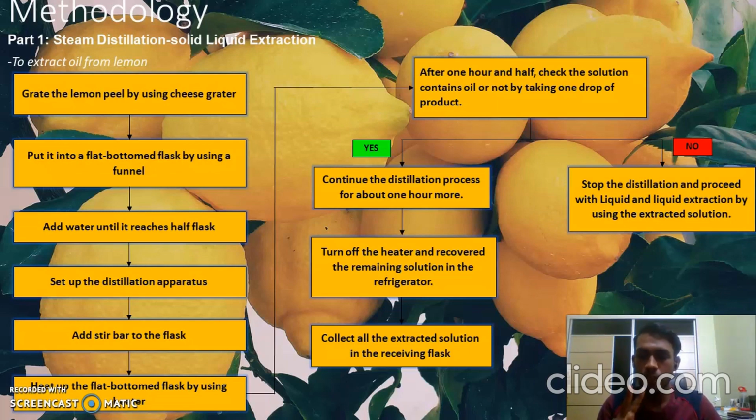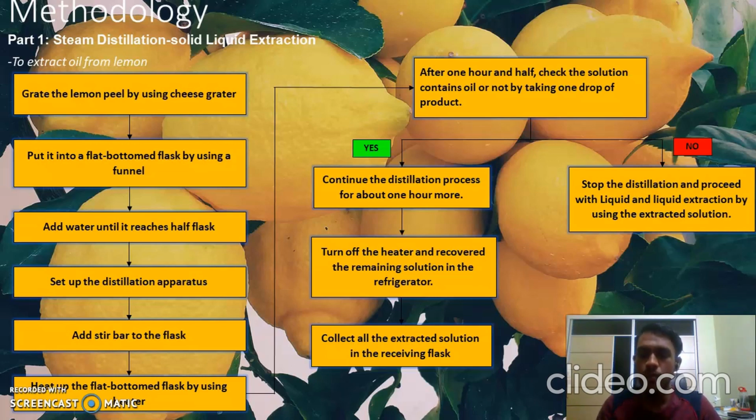It consists of two parts: part one, steam distillation, solid-liquid extraction, and part two, liquid extraction. So for the first part, to extract the oil from lemon, we need to grate the lemon peel using a cheese grater, and then put it into a flat bottom flask using a funnel, and then add water until it reaches half of the flask. Set the distillation apparatus accordingly with the thermometer and so on, and then add a stir bar to the flask.